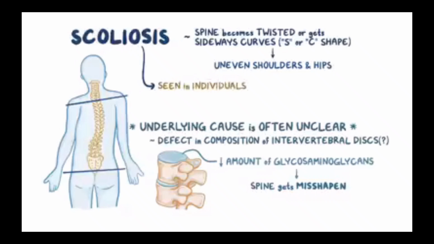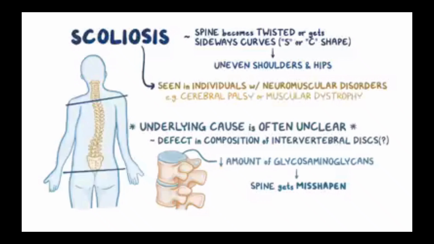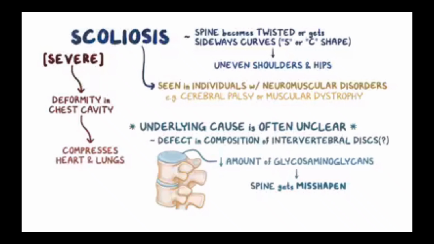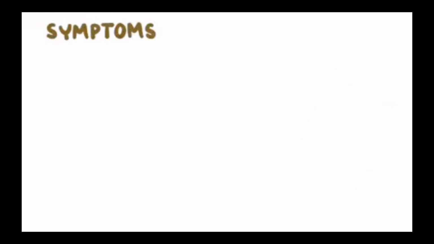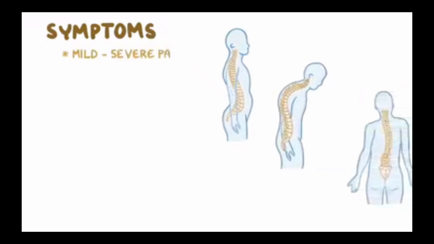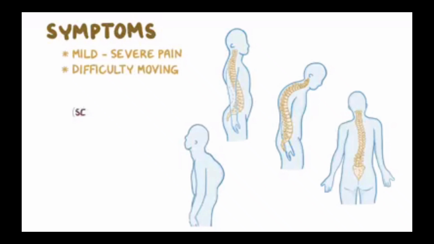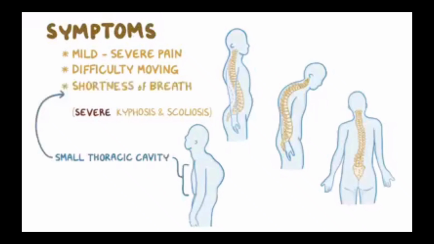Scoliosis is often seen in individuals with neuromuscular disorders that cause progressive muscle weakness, like cerebral palsy or muscular dystrophy. In severe scoliosis, there can be a deformity in the chest cavity, compressing the heart and the lungs, similar to what's seen in severe kyphosis. In terms of symptoms, spine deformities can cause mild to severe pain, and the stiffened spine can make it difficult to move. In severe kyphosis and scoliosis, the small thoracic cavity can lead to shortness of breath and an inability to exercise.